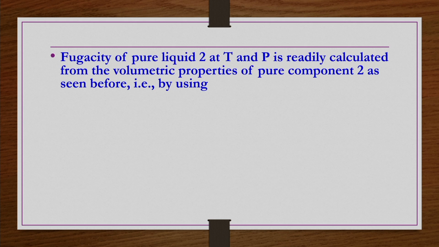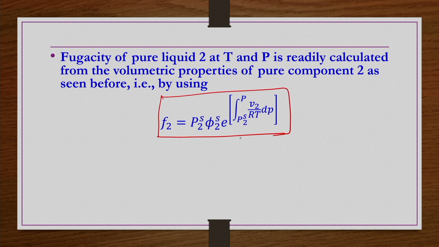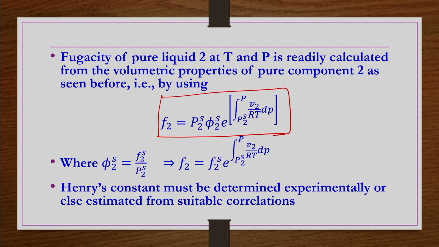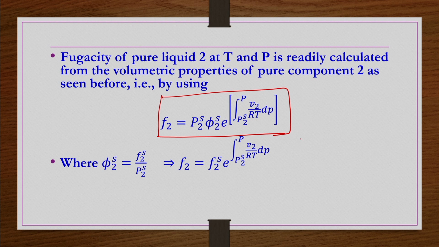Then the fugacity of pure liquid 2 at T and P is readily calculated from volumetric properties of pure component 2 as seen before, that is by using F2 equals P2S phi 2S exponential of integral V2 by RT dP. This we already know. Phi 2S in this equation is nothing but F2S by P2S. So, F2 equals F2S exponential of integral V2 by RT dP. These are the suggestive steps to start with, which should give the first iteration value.